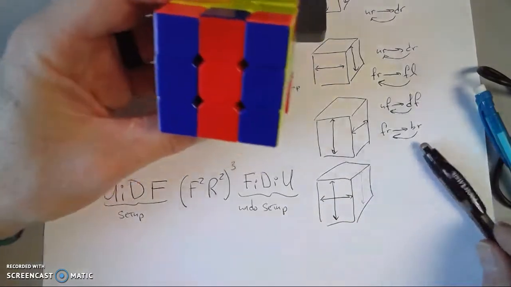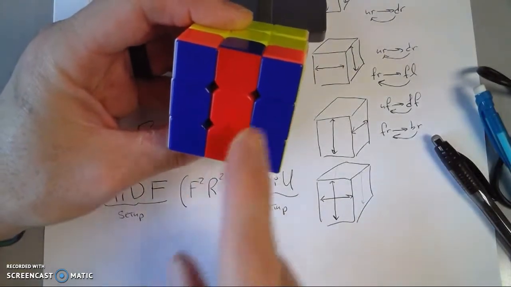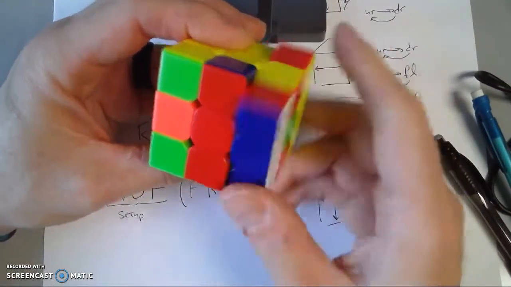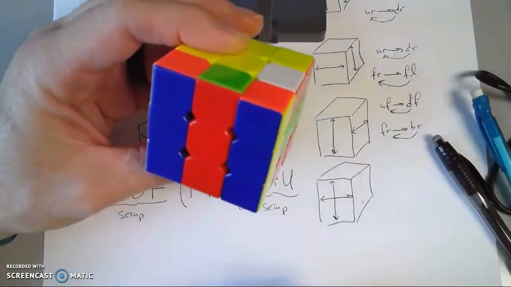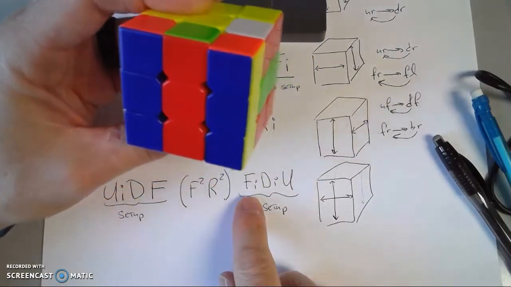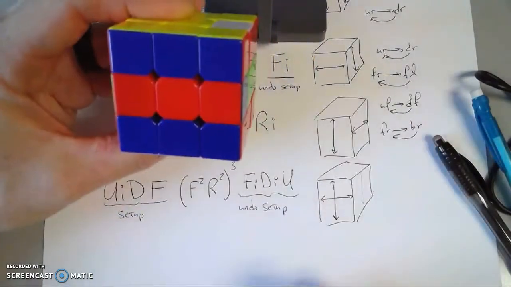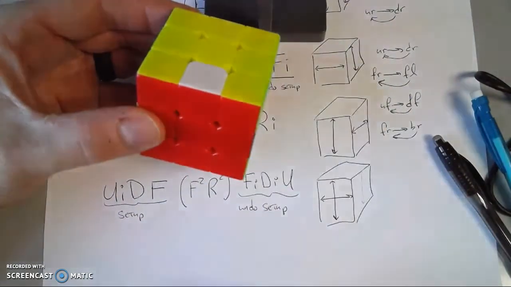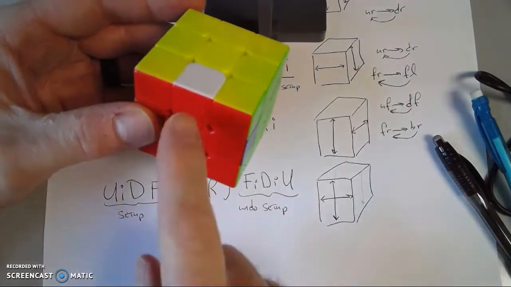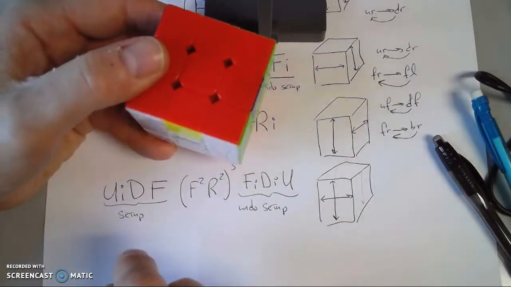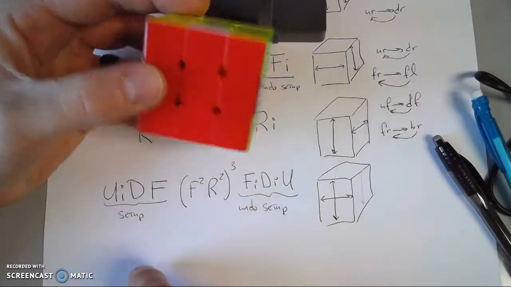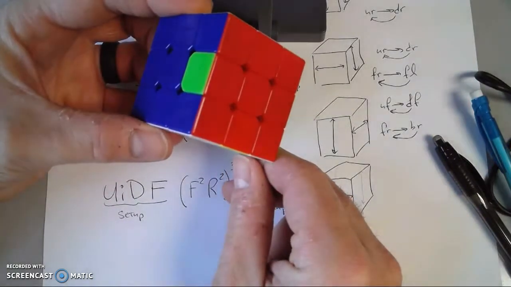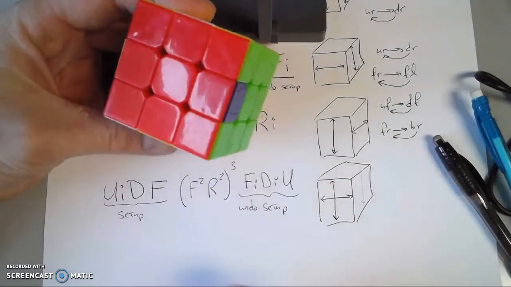Now let's just try it and see what happens. So I've done the setup. Now I'll do F squared, R squared, F squared, R squared, F squared, R squared. And then I do the inverse, which is Fi, Di, and U. And then what happened? Well, there's my up front and down front. They swapped. And then my front right and front left, they swapped.